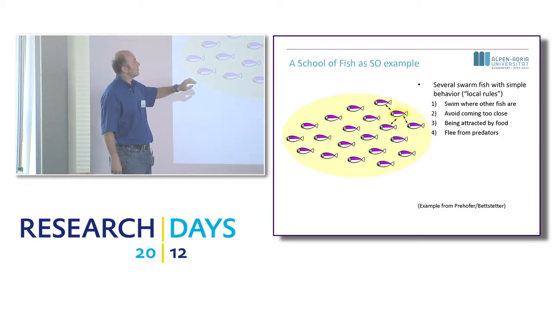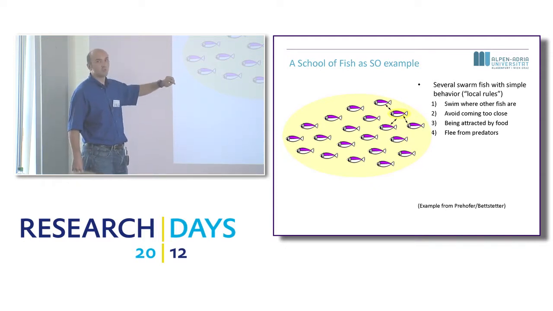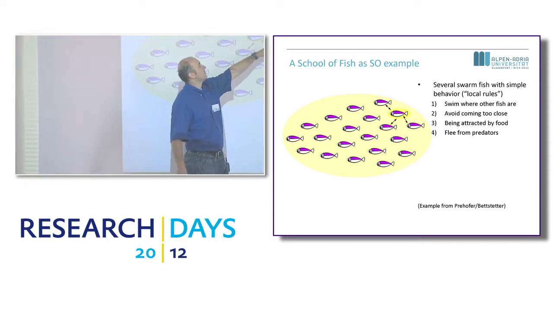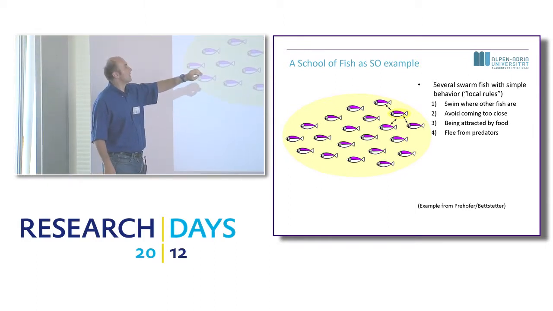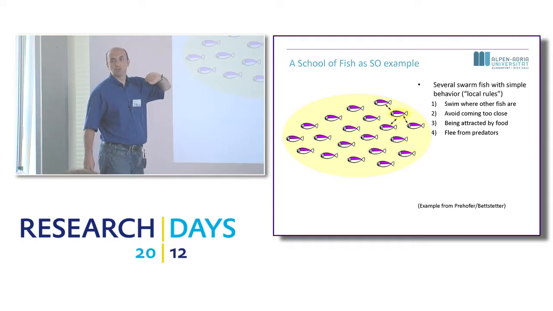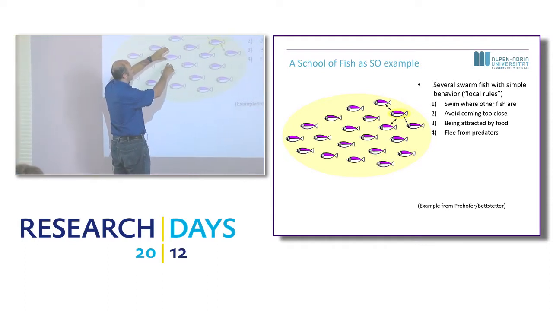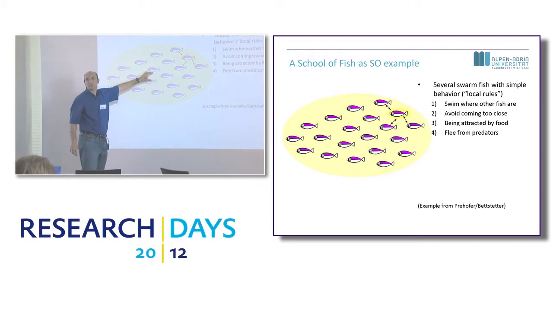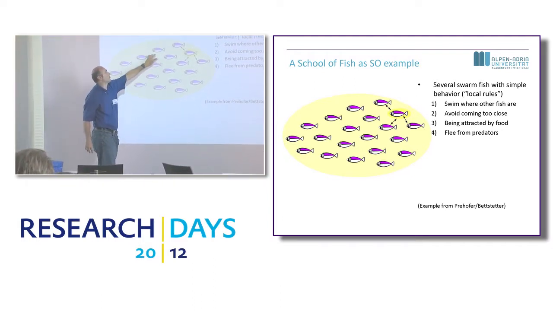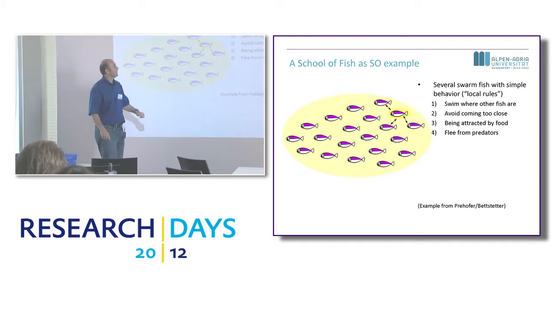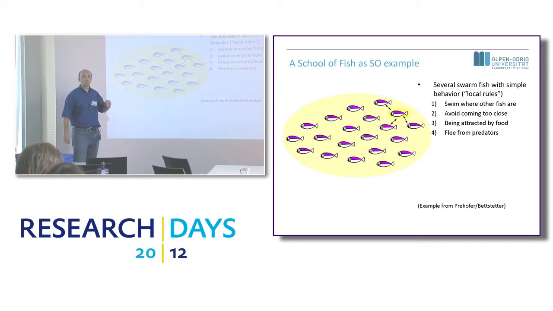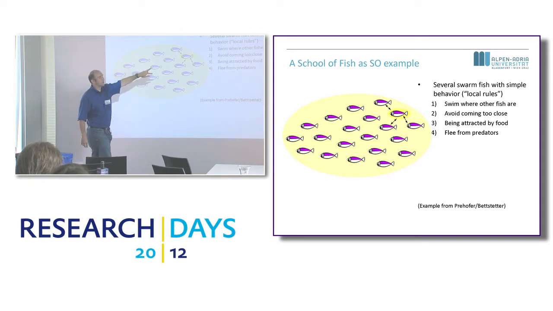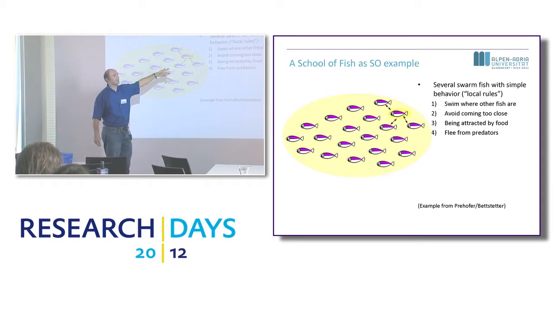And the swarm fish, they have quite simple behavior in order to live in the swarm. So all what they have to do is more or less swim there where other fish are. So they go there. They also should avoid coming too close. So they should keep a given distance to the next fish. So if this one comes too close, this one should move a little bit in order to keep the distance. They are attracted by food, and they try to avoid predators. It's good that it is this way around, because otherwise evolution would quickly kill them.